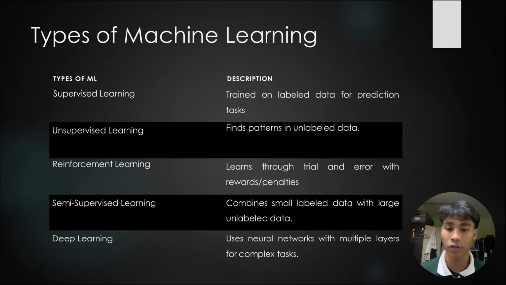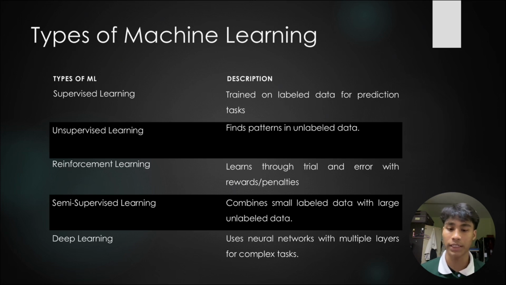Next, we have reinforcement learning. It learns by trial and error with rewards and penalties, like in self-driving cars or game AI. Next, we have semi-supervised learning. It uses both labeled and unlabeled data, useful when labeling is costly, like in medical research.